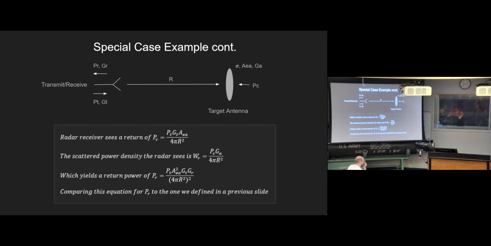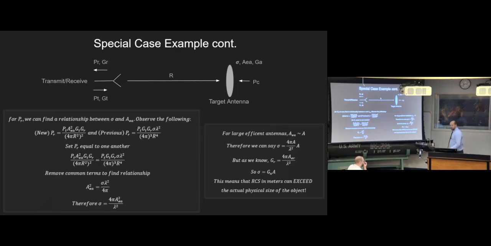Then, we're going to do some comparison. We saw that original PR equation. That means these are the same. PR is equal to PR, same system. Which means we can do some math. So, for PR, we're trying to find a relationship between RCS and the effective area of my target. In this case, the effective aperture area. Same deal, if it was a square plate, it would be length times width.